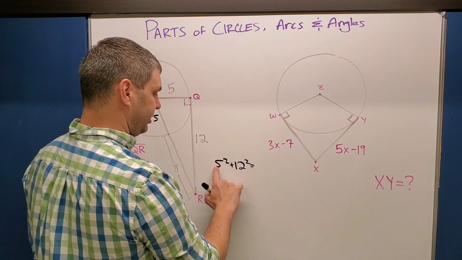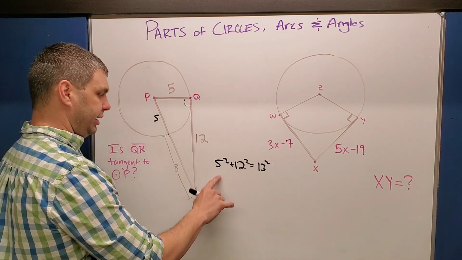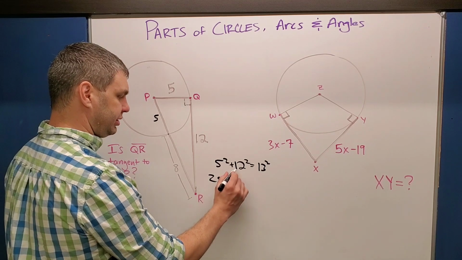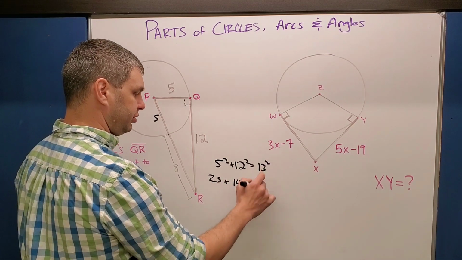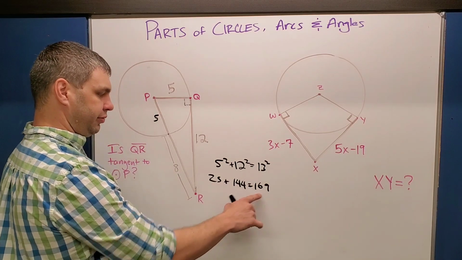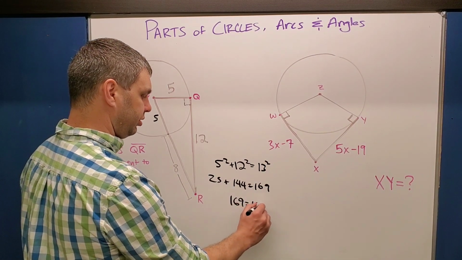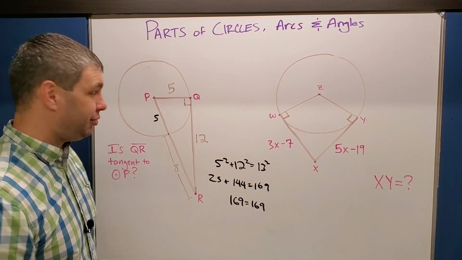So my C squared, A squared plus B squared equals C squared, is going to be 13 squared. And now I have 25 plus 144 equals 13 squared is 169. And is 25 plus 144 169? Yes, it is. And so since those equal each other, this is going to be tangent.